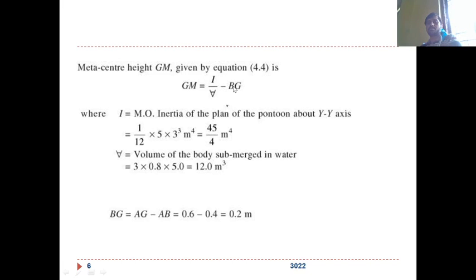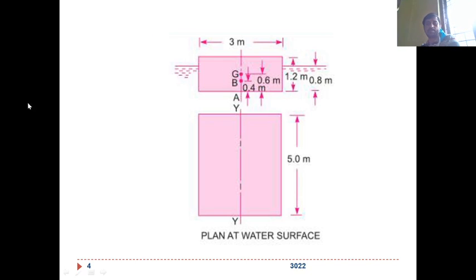So dimensions from the diagram: BG, GM. GM is the metacentric height, the distance between G and M. G is the center of gravity, M is the metacenter. B is the point of application of the buoyant force. I is the moment of inertia of the plan of the pontoon about the y axis. That is why we have drawn the plan of the object floating in water. I is equal to BD cube by 12. Which is B and which is D? That is very important. About the y axis.